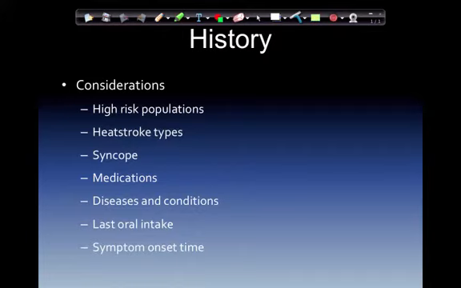So, history considerations. High-risk population: construction, agriculture, restaurant workers, etc. Heat stroke types: there are two different types, exertional and classic. Syncope, loss of consciousness and seizures. Medications for this: sympathomimetics we need to know about. Psychotropics can also predispose you to heat stroke. Cardiovascular medications can increase the patient's risk for heat stroke. Diseases and conditions like hyperthyroidism or pheochromocytoma, which is a tumor on your adrenal gland.